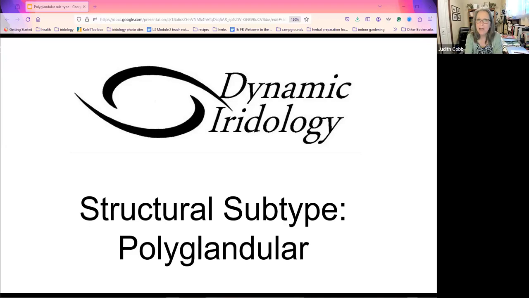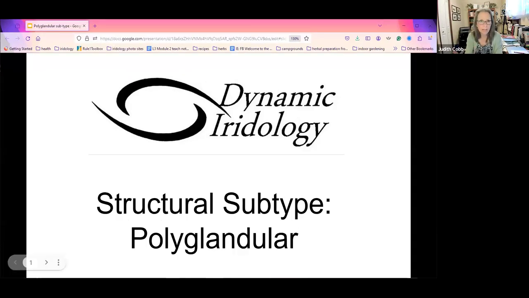Without the base of constitution, constitutional subtype, and structural subtype, all the other individual little markings have no meaning. They have no value. They have no context. And we need that context. We need to see all of these different layers of information in order to be able to do a proper assessment and proper recommendations.